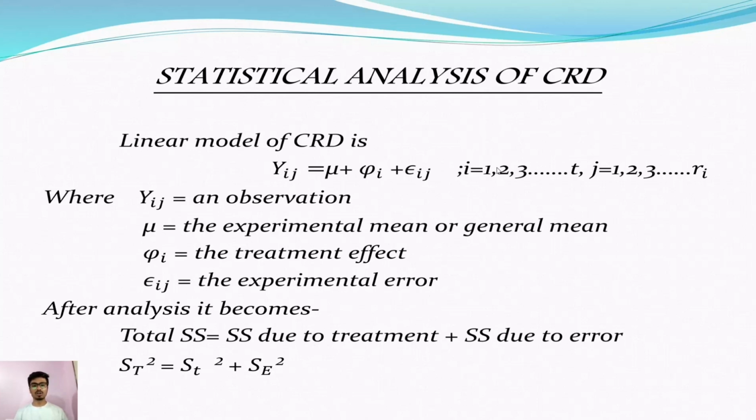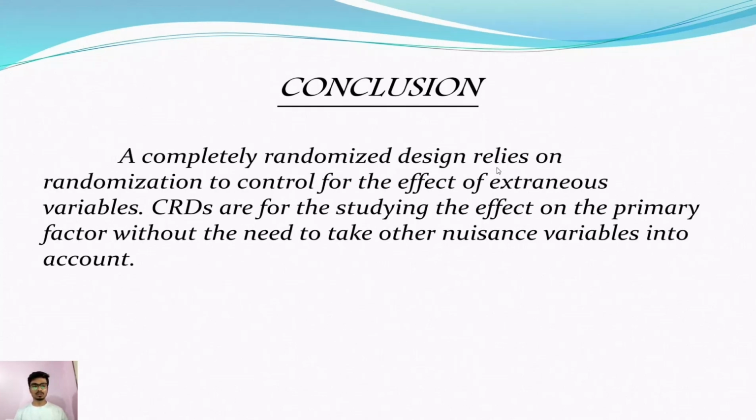That is the conclusion of the topic. A completely randomized design relies on randomization to control for the effect of extraneous variables. CRDs are for studying the effect of the primary factor without a need to take another nuisance variable into account.